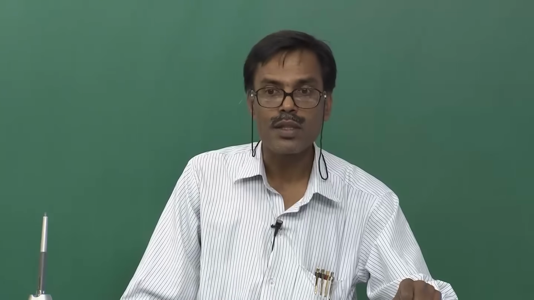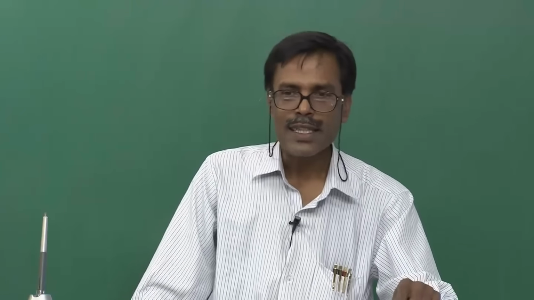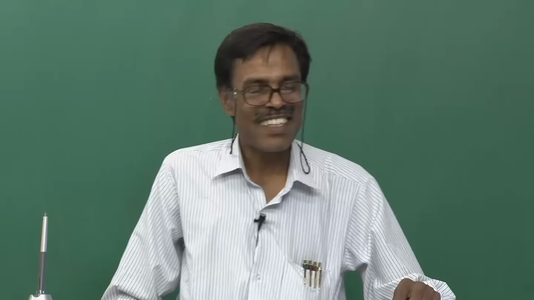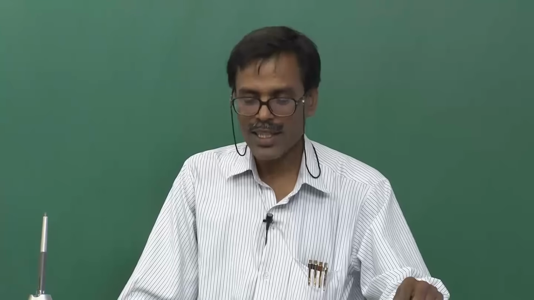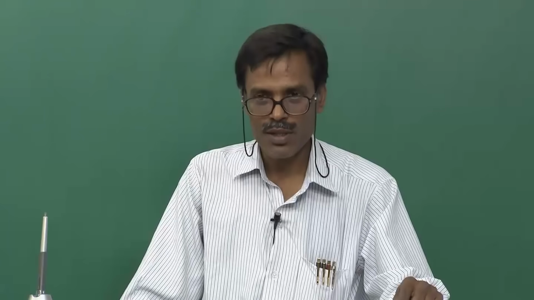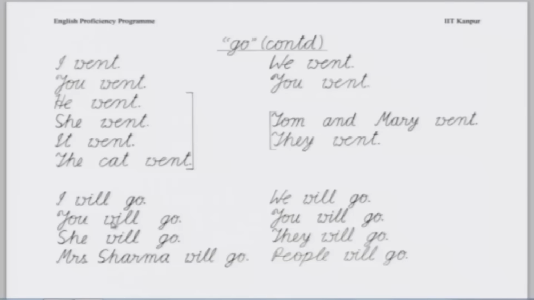Yes, sir. Could we use shall in place of will? That's a beautiful question. In English, the original rule was that with I and we, it is shall which should be used, and with you, she, they, people, Mrs. Sharma, for all of these, will should be used. This was the original rule, and you should know it. But nowadays, for the last almost 30 to 50 years, will is being used for I and we also. So now nobody uses shall for these. Still you should know it.